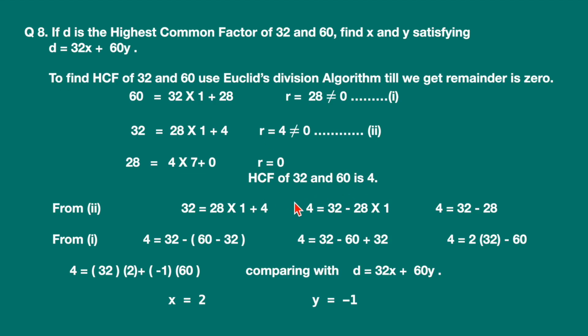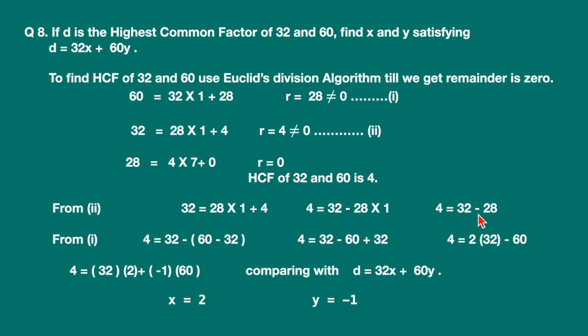Now here we have to find the values of X and Y. So now what we are going to do is take this equation, 32 is equal to 28 into 1 plus 4. So what does this mean? 4 is equal to 32 minus, this goes on the other side. That means 4 is equal to 32 minus 28.